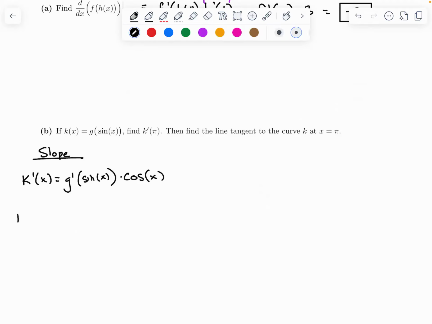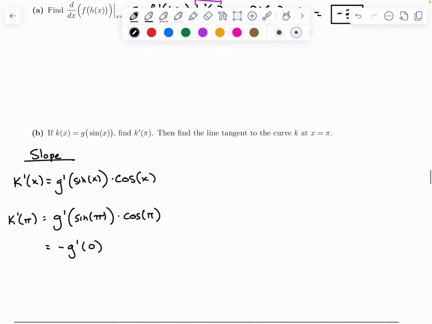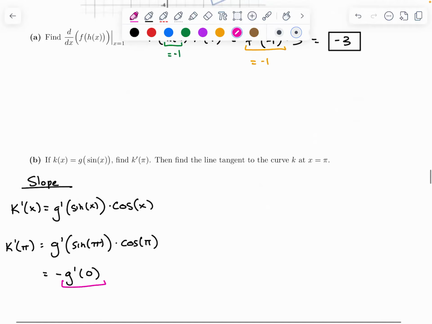So k prime of pi is g prime of sine of pi times cosine of pi. And I know we all love our trig. Sine of pi is 0. Cosine of pi is -1. So this is equal to negative g prime of 0. And by a similar argument as before, I'm going to underline this one in pink. Why not pink? G prime of 0.